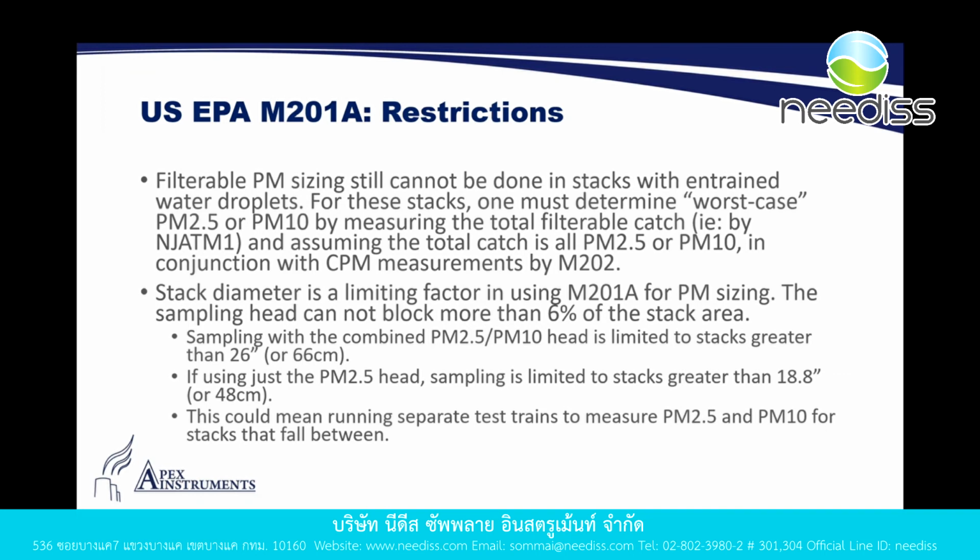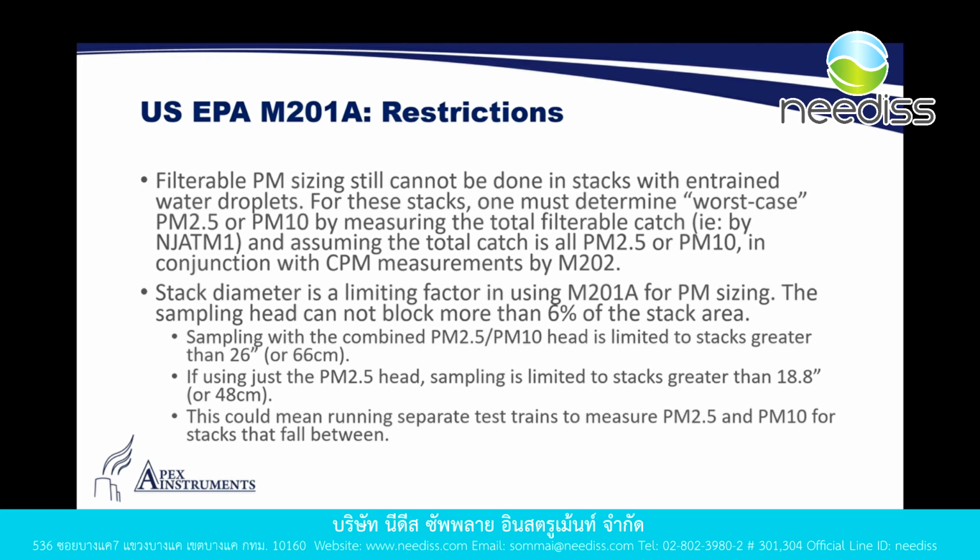So if you were to look into a stack and it looks like it's raining inside, there are actually droplets of liquid, of water, of whatever, falling down the stack. That is a good sign that this method is not applicable and we cannot use it, because those water droplets will change the way that this method is sampling the particular PM in that stack. You would also have the same constraints for a basic Method 5 test.